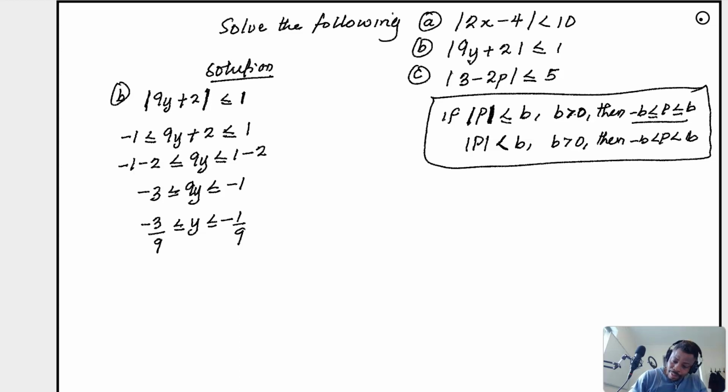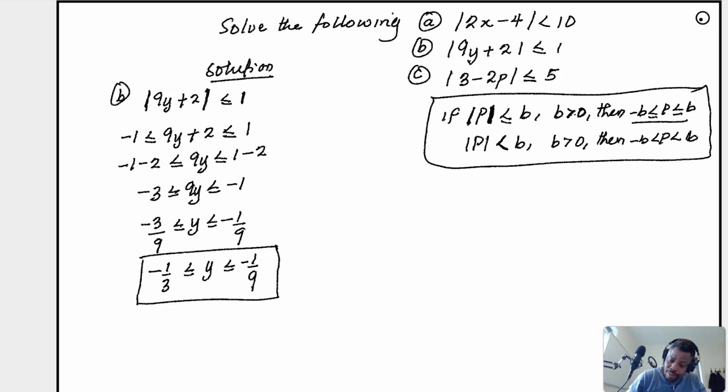So I have minus 1 over 3 less or equals to y less or equals to 1 over 9. This is what I get. Now, let's put this on a number line.